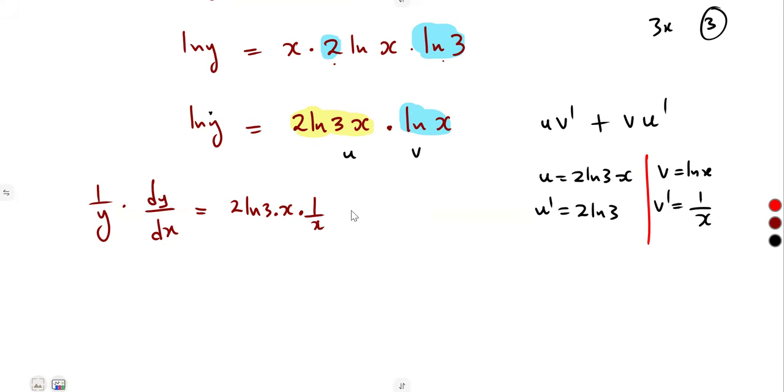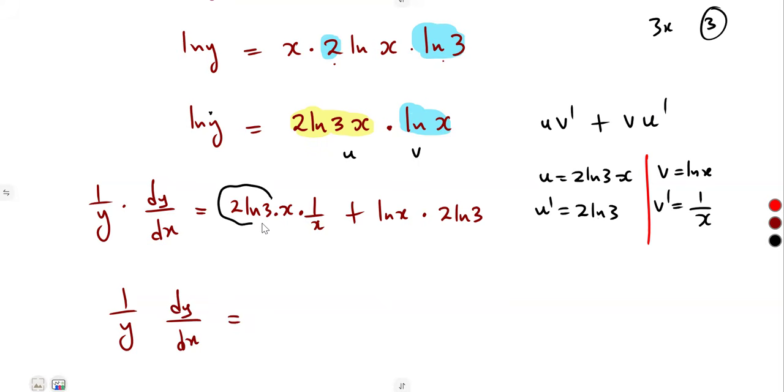We're going to add v. Our v is what? The ln of x, times the derivative of u. The derivative of u is what? 2 ln 3. So that's it. That's 1 over y dy dx is going to be equal to, here we can cancel. Remember, this is separate from x. So we can cancel this x and this x. It's going to be 2 ln 3 times 1, which is 2 ln 3.